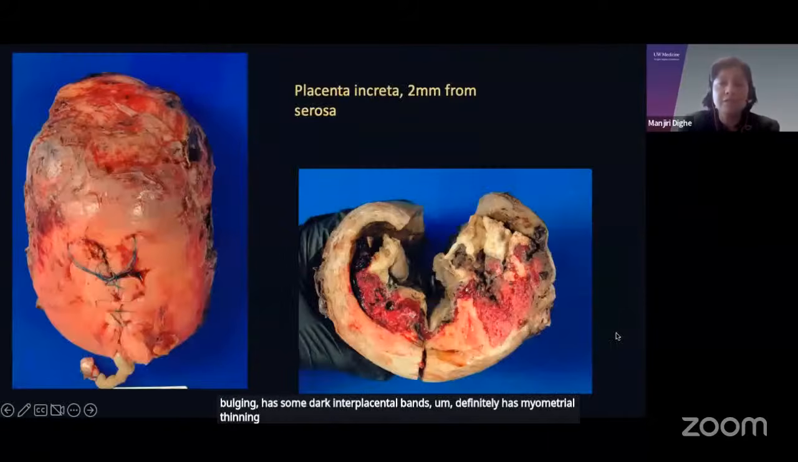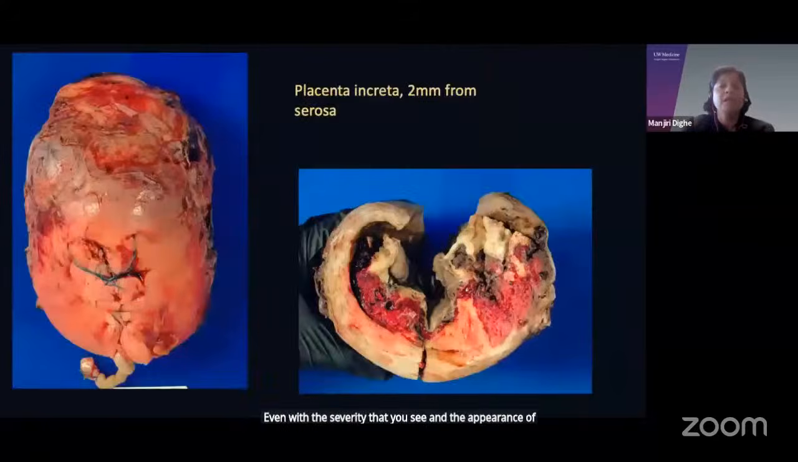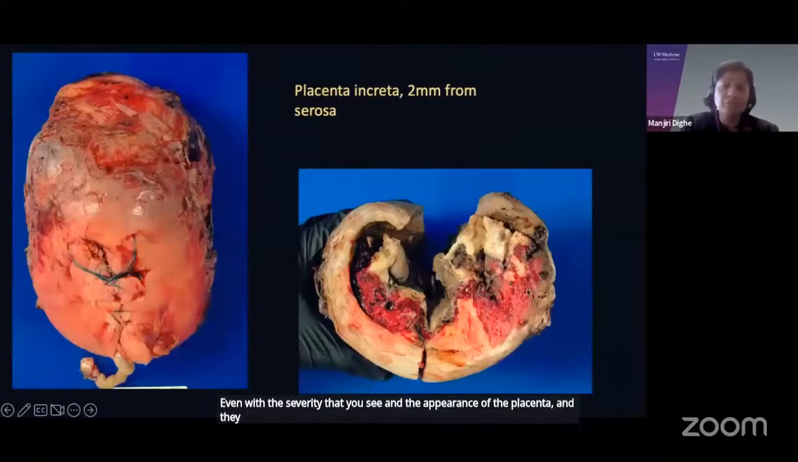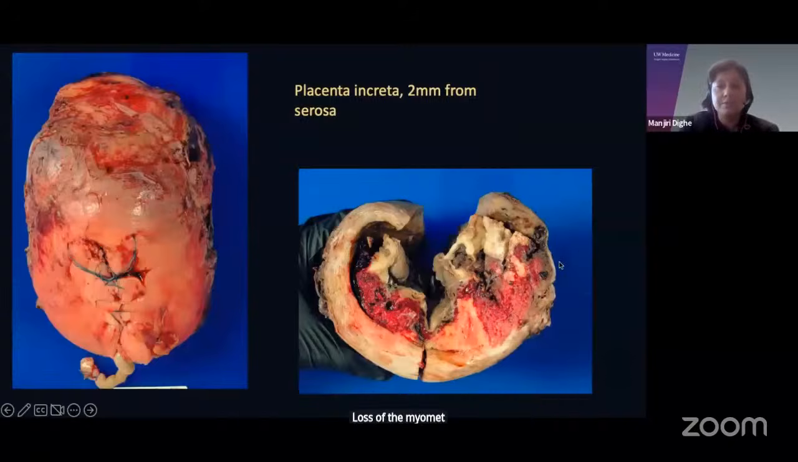And this actually was a placenta increta, even with the severity that you see in the appearance of the placenta. And they said it was 2 millimeters from the serosa. But again, you can see this bulging of the lower uterine segment, and on a cut section, you can see the loss of the myometrium in this particular region.